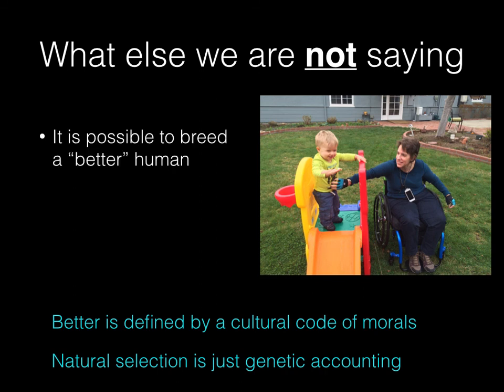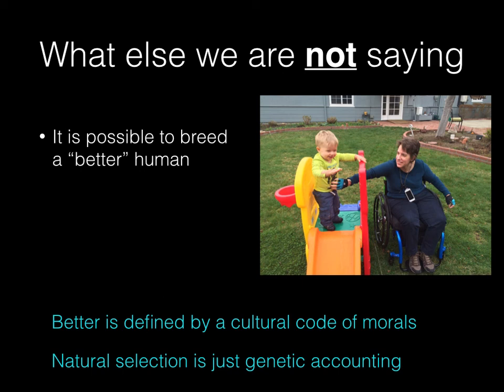We are not saying that it's possible to breed a better human. Better is defined by our code of morals. Natural selection is just simply genetic accounting. So we can't say because something is a product of natural selection it's good. We also can't say because something is a product of natural selection that it's bad. We can't make any moral judgments on evolutionary explanations. We're just stating that these behaviors, these disease responses, are present in current populations because they increased survival and reproductive success in the past. It has absolutely nothing to do with our moral code today.